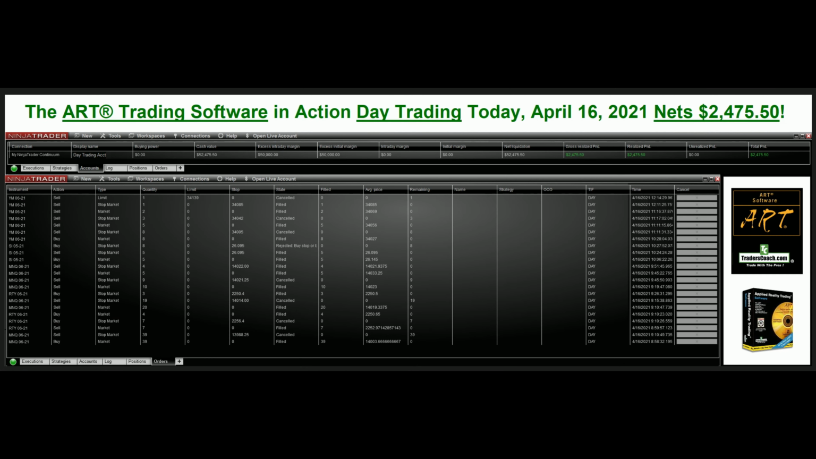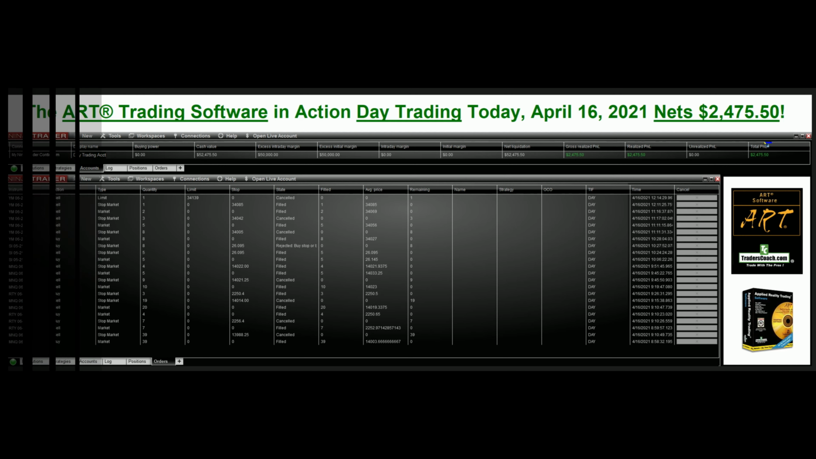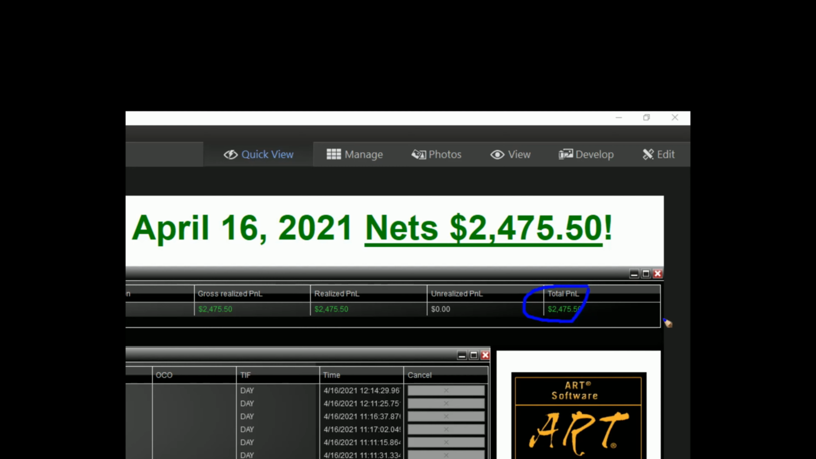Okay, so here's the general register that we use. We happen to be using the NinjaTrader trading platform on this one. And as you can see, the net at the end of the day was $2,475.50, just about 5% that we made on the $50,000 trading account. So not too bad for one day.